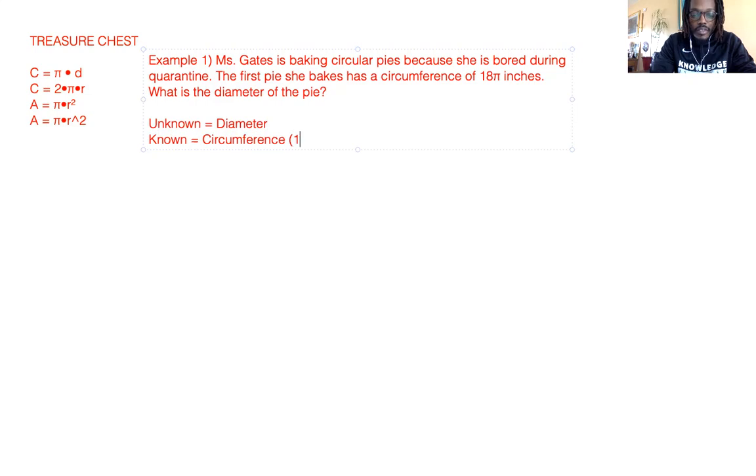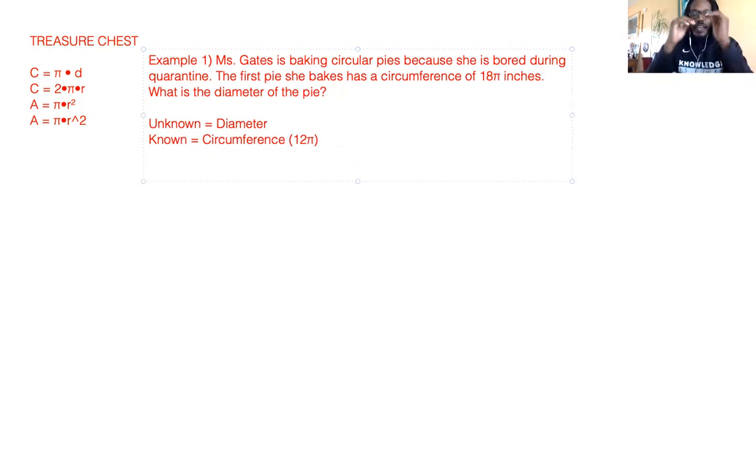So the steps to us finding this is, first I need to figure out what I'm looking for. What am I looking for? What is my unknown? My unknown is diameter. The next question I'm going to ask myself is, what do I know? What does the question automatically tell me? What the question does tell me is that I have a circumference of 18 pi.